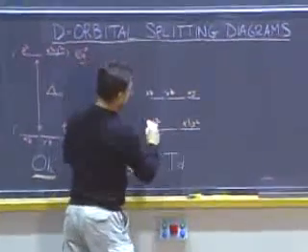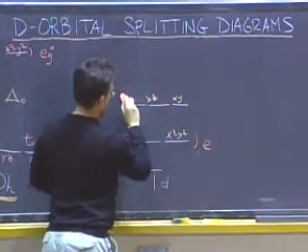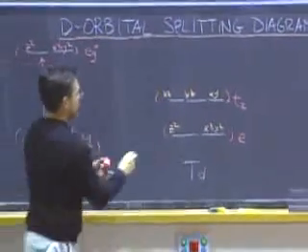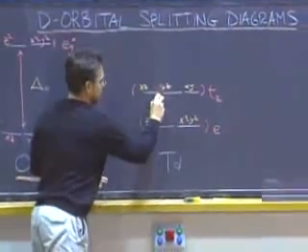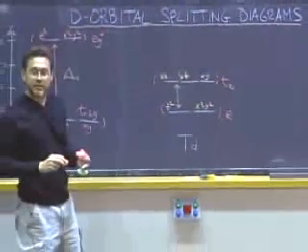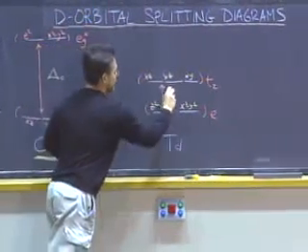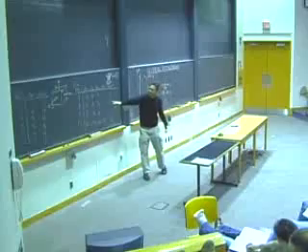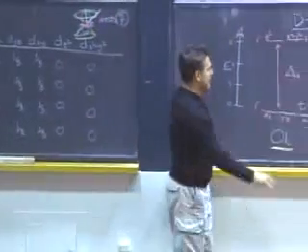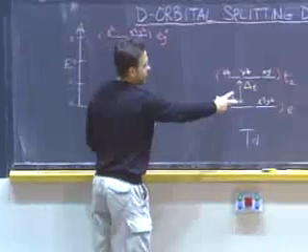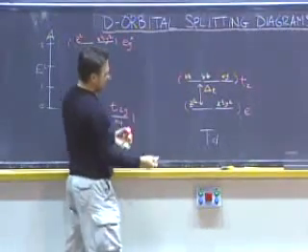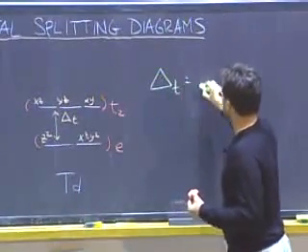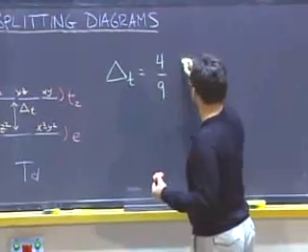And these get the names E and T2 in the tetrahedral geometry. The splitting between the levels, the doubly degenerate and the triply degenerate pair of energy levels, is here referred to as delta T. And from the math of these 2 tables, the magnitude of this splitting being 3 relative to this one being 4/3, you can easily derive the relation that delta T is equal to 4/9 of delta O.